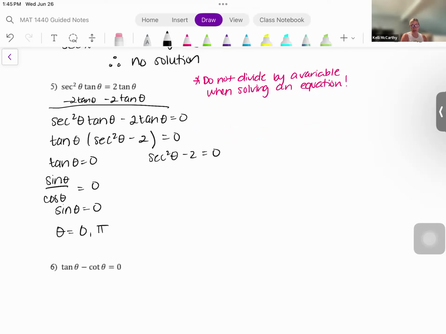Now we're not done solving. We need to also look at the next equation, secant squared theta minus 2 equals 0. We're going to add 2 to both sides. So secant squared theta is equal to 2. We're going to take the square root of both sides. And when we take the square root when we're solving, we need to add the plus or minus. So secant theta is equal to plus or minus the square root of 2.